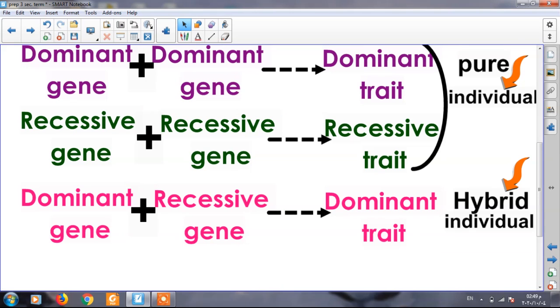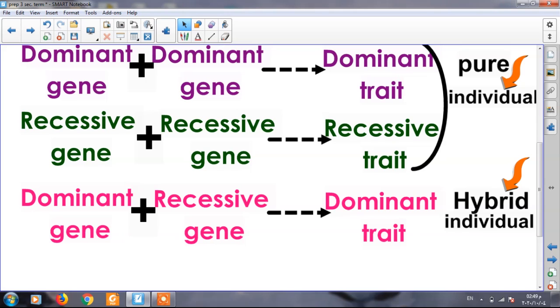Okay, so a dominant trait maybe becomes pure or maybe becomes hybrid. Why? Because the dominant trait maybe consisted from two dominant genes, two similar genes, so in this case it becomes pure. Or maybe the dominant trait consists from a dominant gene and a recessive gene, so in this case similar or different? Of course different, so it becomes hybrid. We have two cases of dominant trait, maybe pure, maybe hybrid. If it consists from two dominant genes it becomes pure. If it consists from dominant and recessive, different genes, it becomes hybrid.